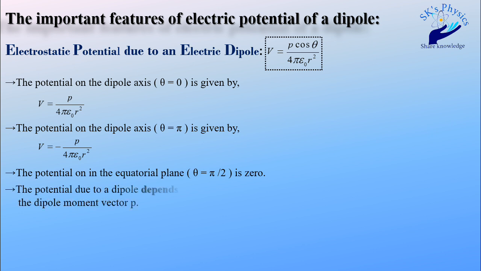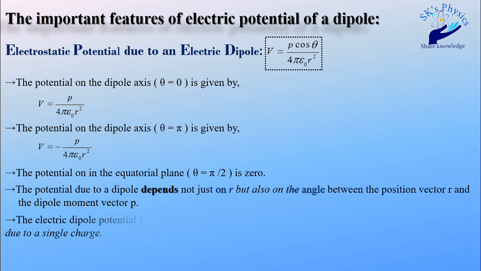The potential due to a dipole depends not only on r but also on the angle between the position vector r and dipole moment p. The electric dipole potential falls off at large distance as 1 upon r square, not as 1 upon r.